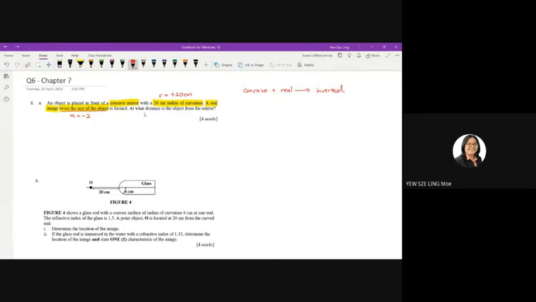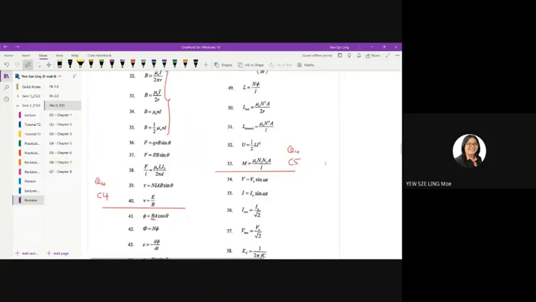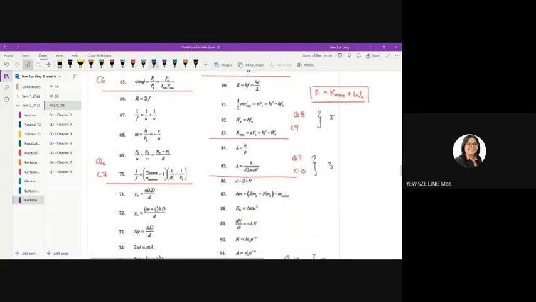It asks you to determine the distance of the object, which is U. So what is the value of U? By looking at these three pieces of information, it seems quite weird, right? There's no one equation that can put these three pieces of information together. So try to go through the list of formulas again. It is always a good idea to go back to the list of formulas. In chapter 7, you have equations 66 until 70.